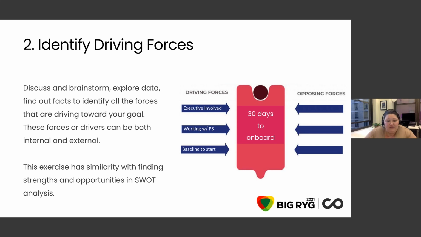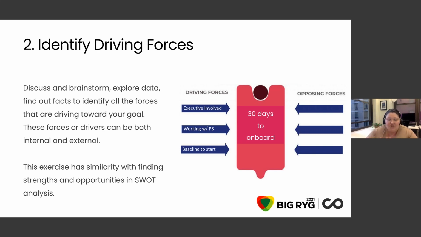And this was an exercise where literally me and the customer success team got in a room, again, with a whiteboard, but you could totally do this virtually, and we brainstormed. What are the forces that help us in our onboarding journey? What are the things that we see that when we have them, they actually move things forward?